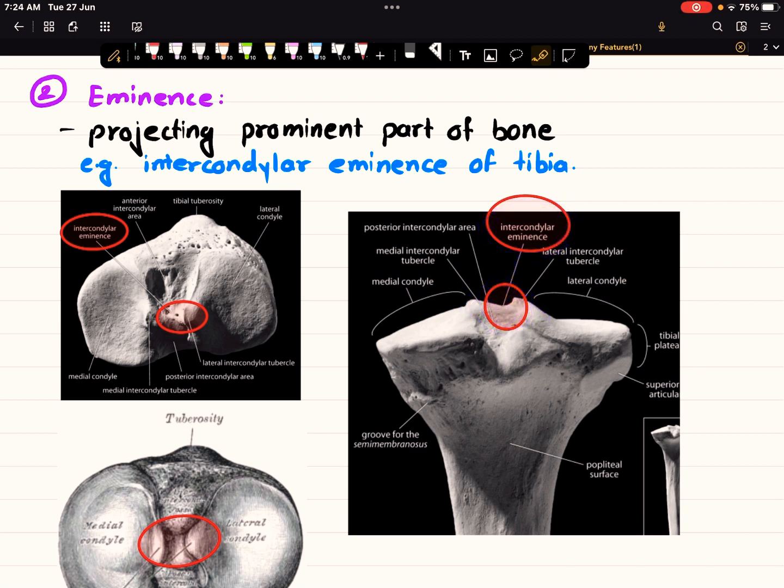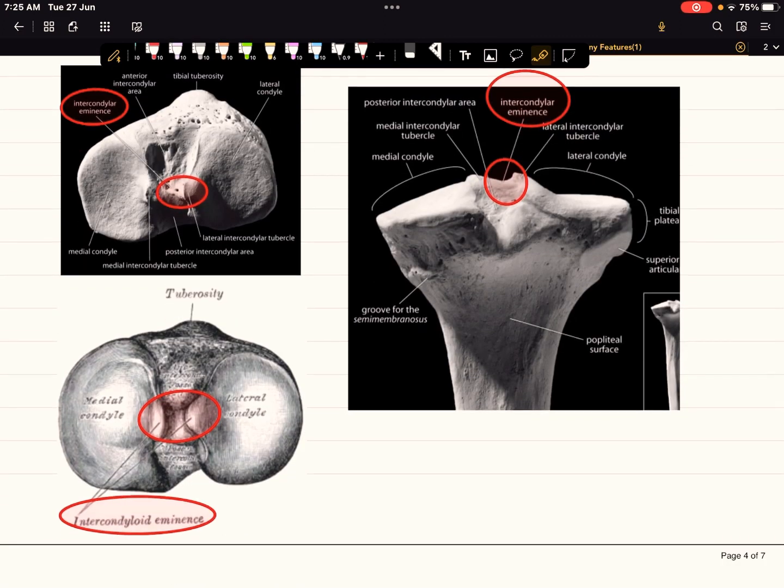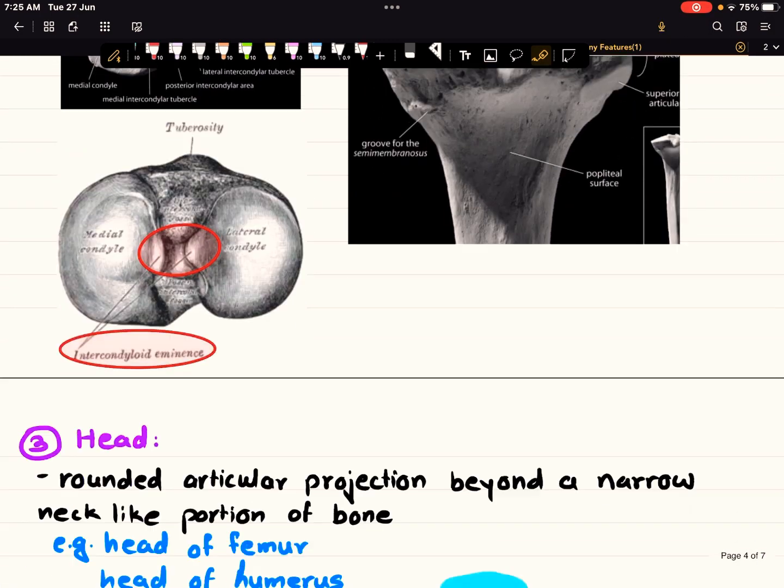If we look at it from above, like if we have a superior view, as you can see, this is the projecting part, this is the prominent projecting part. Hence this is another view of the intercondylar eminence, and this is another diagram which shows the intercondylar eminence of the tibia.